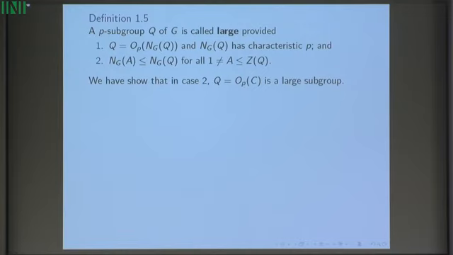Yeah, so that's a large subgroup. We've shown that in case 2, the one we're interested in, Q equals OP of C is a large subgroup. So now we're going to forget this E group altogether and just look at groups G that have a large subgroup. Yeah, and forget about the complications, just look at this group with a large subgroup.